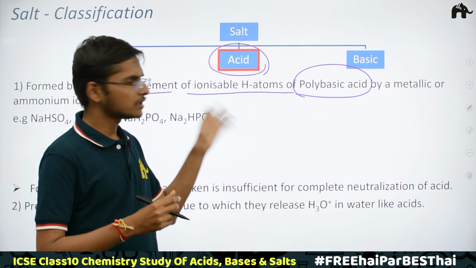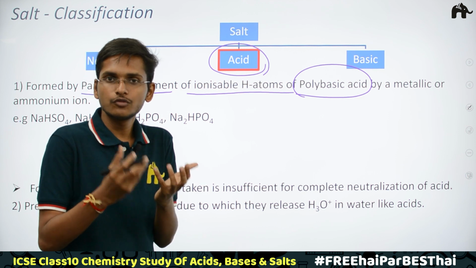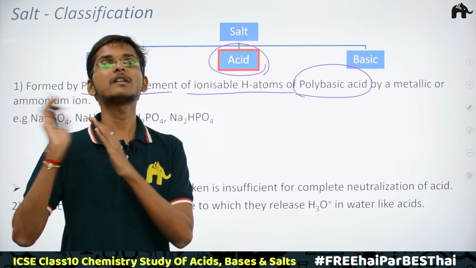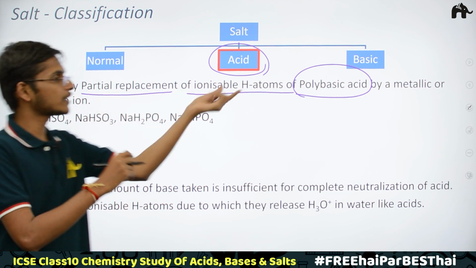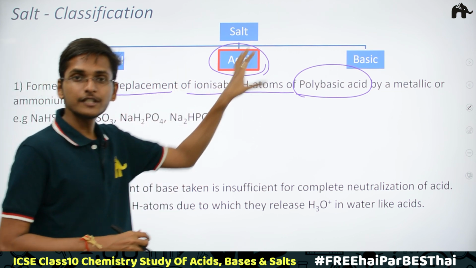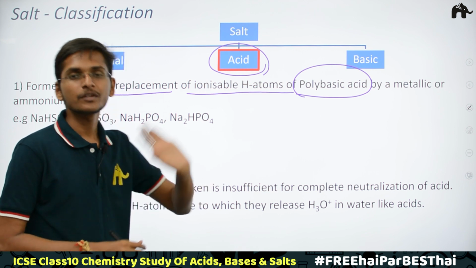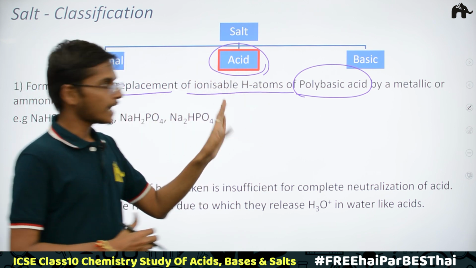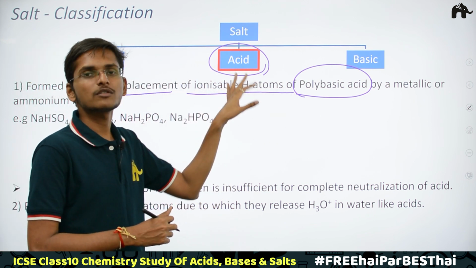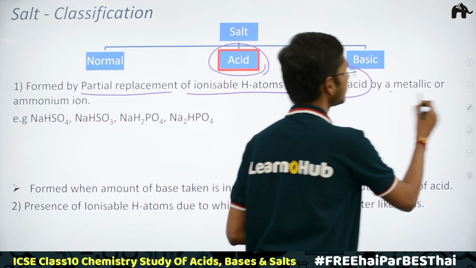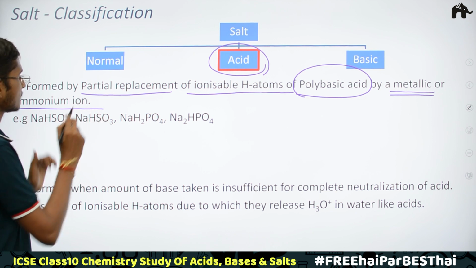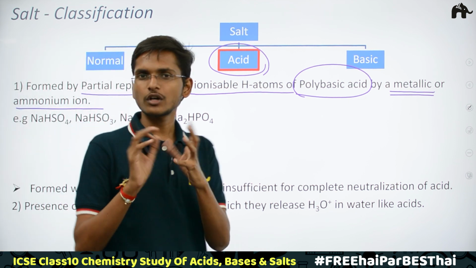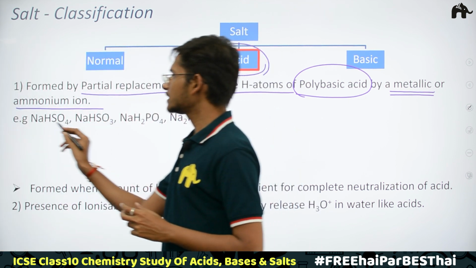So the removal of that hydrogen atom would mean complete replacement of the ionizable hydrogen atom, but we want partial replacement of ionizable hydrogen atoms. So that's why we need to take a polybasic acid for the formation of such salts, and this partial replacement of ionizable hydrogen atoms takes place by a metallic ion or the ammonium ion. We will see examples to understand these salts.